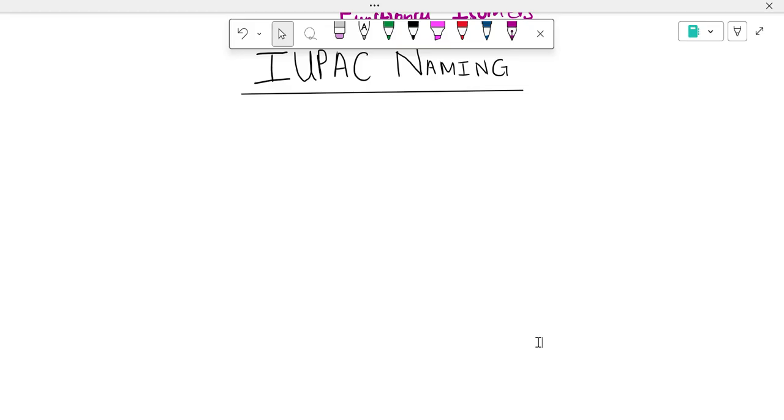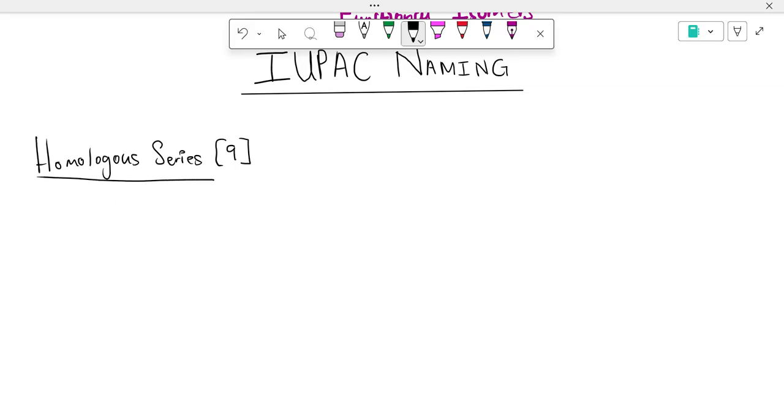What we need to understand is, what is our goal when we do IUPAC naming? So just as the name says, it's naming all the different compounds that we have under organic chemistry, under every homologous series, right? So you must understand that we have what we call a homologous series. You have nine of them that you must know, must remember, do not forget them.